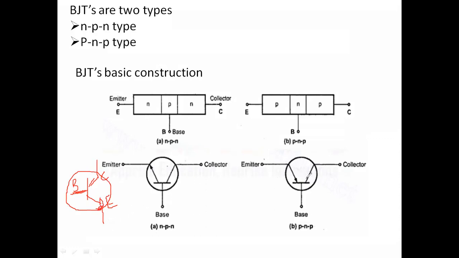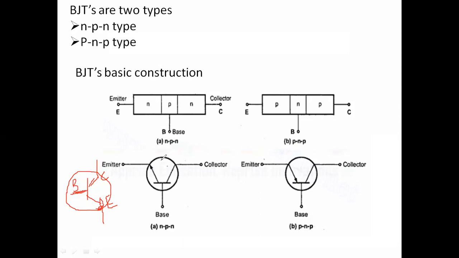Whereas for the PNP transistor, the arrow is at the base region. The arrow-connected terminal is the emitter. The terminal connected at this point is called the base, and another terminal is the collector. For the PNP transistor, the arrow is inside. For the NPN transistor, the arrow is outside. You should remember this difference.